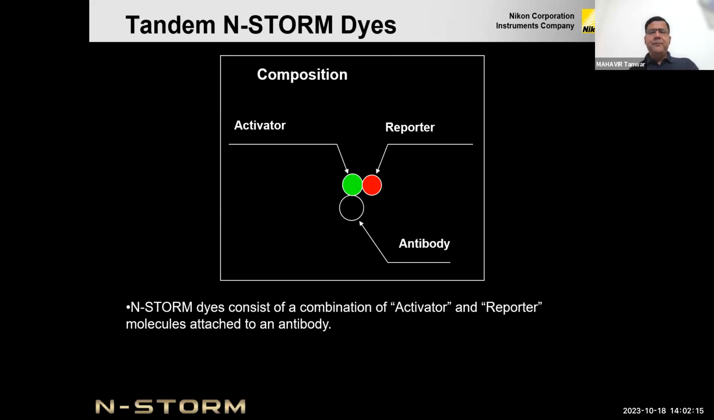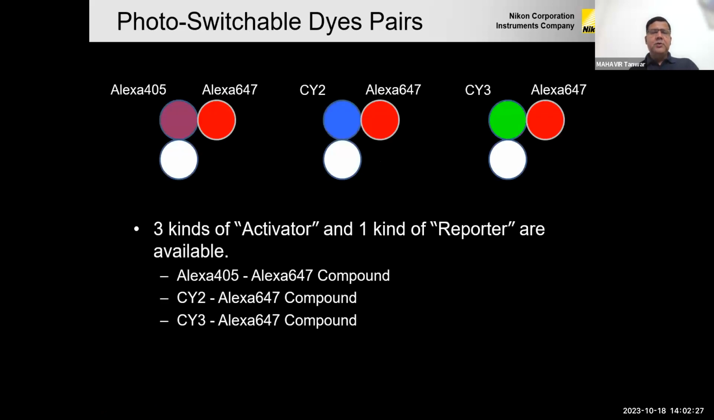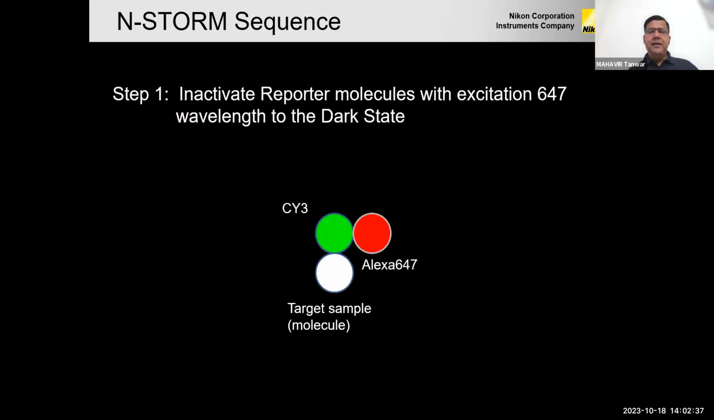So it is something like there is an activator and there is a reporter. This is an antibody. So we have to prepare the sample in such a way. So there is a proper protocol to perform the sample preparation of STORM. So the combination currently is 405, 647, Cy2 647, and Cy3 647. So Alexa 647 is a reporter dye, and an inactivate reporter molecule with 647.